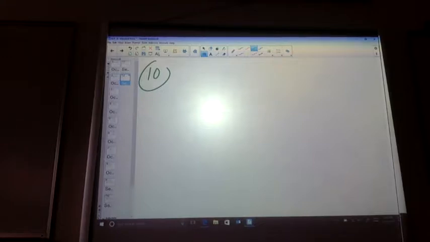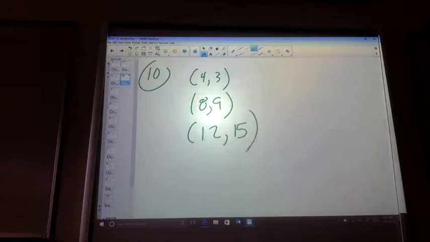So I'm just going to put the ordered pairs. It looks like I have, I think that would be 4, 3 for one of the points. Another point would be 8, 9. And another point we would have 12, 15, excuse me. And just notice that we didn't count by ones. We gauged by 2. So find the domain of the function.